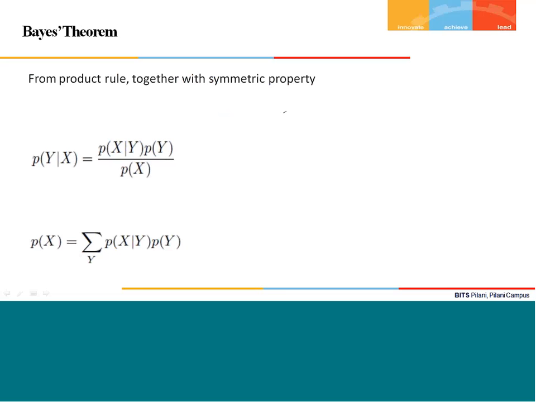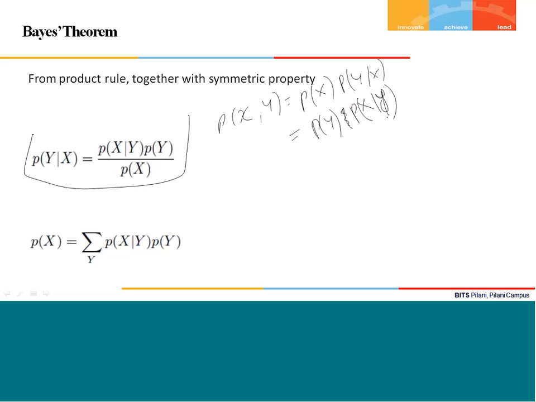So this is with the symmetry. For an example, P of xy equals P of X times probability of Y given X, which equals probability of Y times probability of X given Y. Equating these two terms, I will come up with this notation. This is nothing but the Bayes theorem. And this P of X is the sum of the product rule. I am summing it in the denominator.